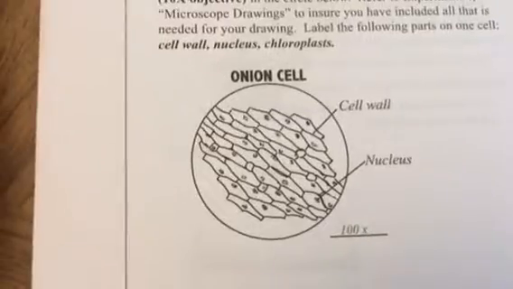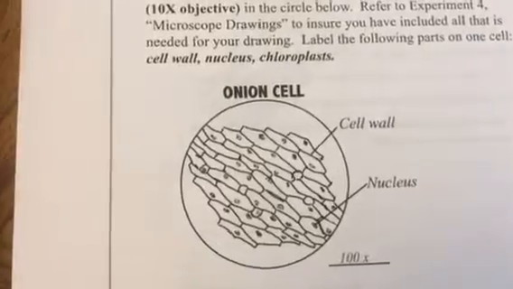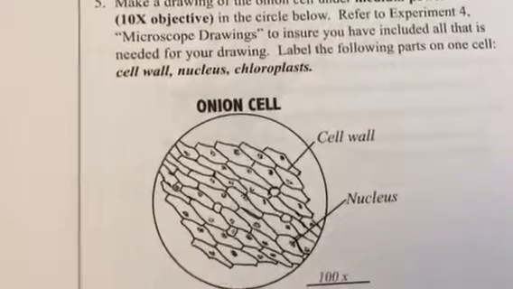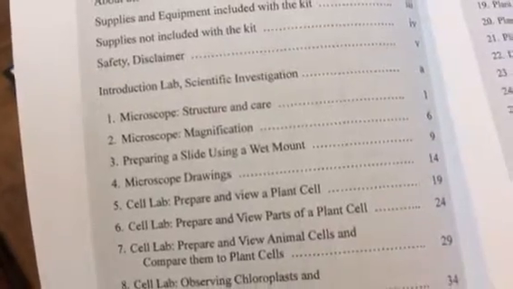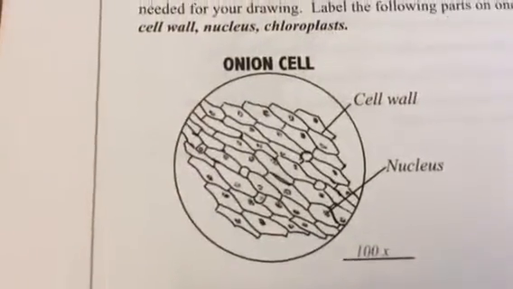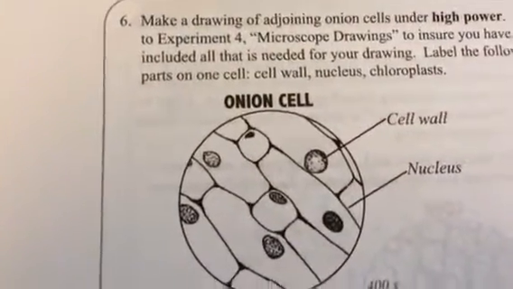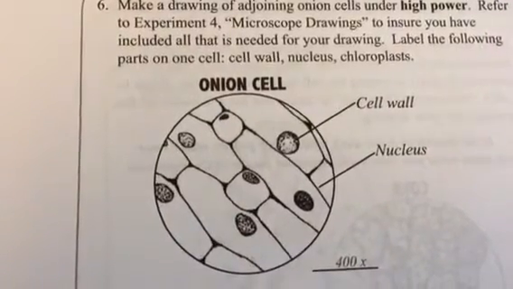Number 5, here is your drawing of the onion cell, and this one is labeled, which reminds me, part of your homework assigned for this week is to go back to lab number 4 in your biology lab manual and read through it, called Microscope Drawings, lab 4, page 14. And then you'll know how to label your drawings properly. This one labels the cell wall and the nucleus. If you happen to get to look at your onion cell on high power, this is a drawing of that, and this is also labeled.